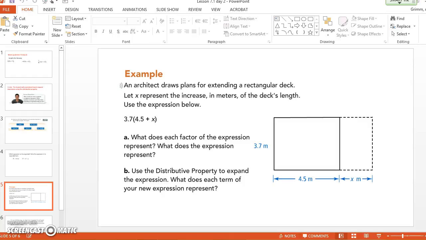Okay, so an architect draws plans for extending a rectangular deck. So imagine you have a deck on the back of your house. Your parents want it to be bigger. Okay, so you make it bigger. This right here is the current deck that you have at your house. But your parents want to add all of this onto it. That's the new part. Okay, so let's look at the dimensions. So currently, your deck is 3.7 meters this way, and it's 4.5 meters this way.